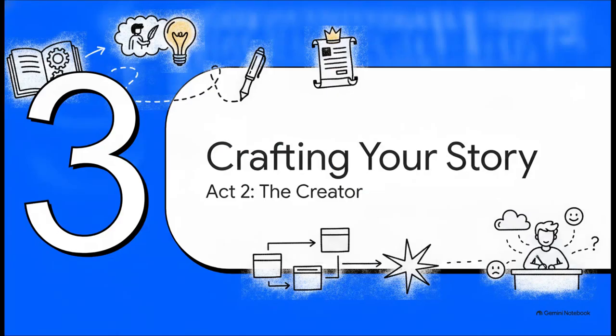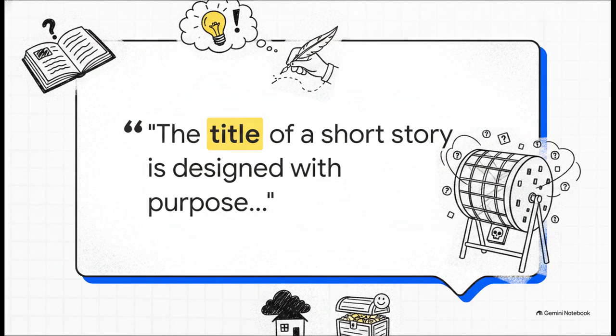All right, Section 3, crafting your short story. This is where you transition from being the reader to becoming the creator. We're going to use a framework from high school English instructor Michael Pollock to craft your own compelling narrative. First rule, think deeply about your title. It's your first chance to establish your purpose.